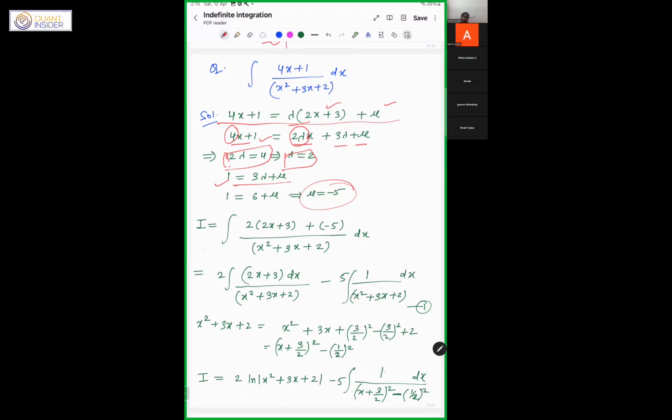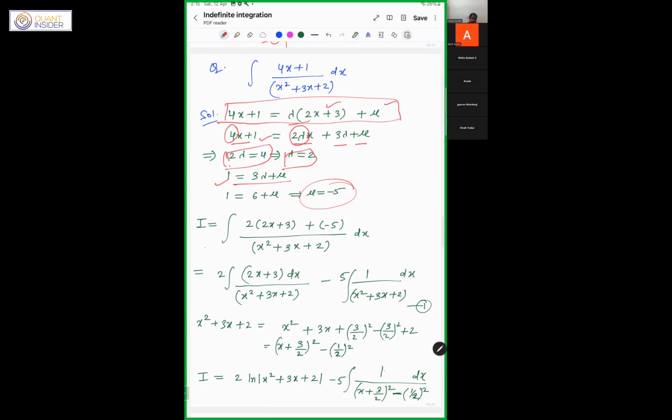Now that you have lambda and mu, what can you do? You can use the first step: 4x plus 1 equal to lambda times 2x plus 3 plus mu. You can substitute lambda and mu here and replace 4x plus 1 by this. So you have lambda times 2x plus 3, and mu is minus 5. Now you divide by the denominator function in both the terms. The first term will give this and the second term gives this.